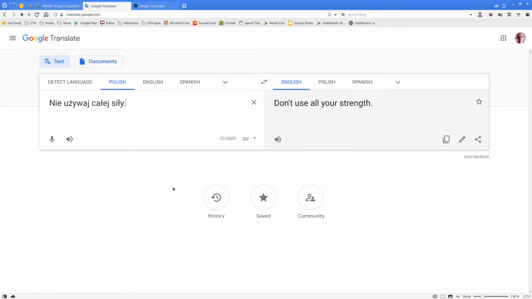I hope you can see the difference. Nie używaj siły would refer to using force, like using violence, right? Whereas if you say nie używaj całej siły, you're talking about physical strength to carry out a task, to carry something, to lift something, to push something.